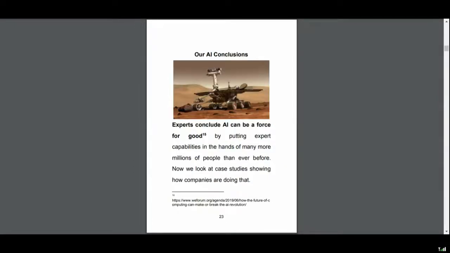So in conclusion of that very brief overview, just to get us all on the same page, the experts are telling us that AI can definitely be a force for good, mainly by putting expert capabilities in the hands of many more millions of people, hopefully even billions of people, than was ever possible before.